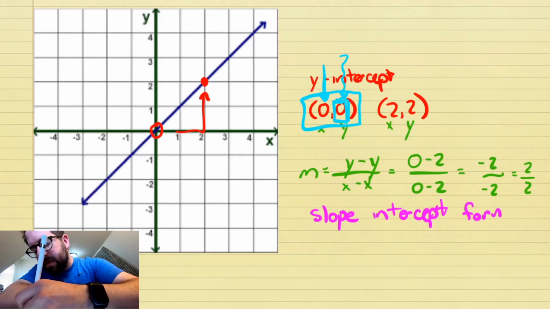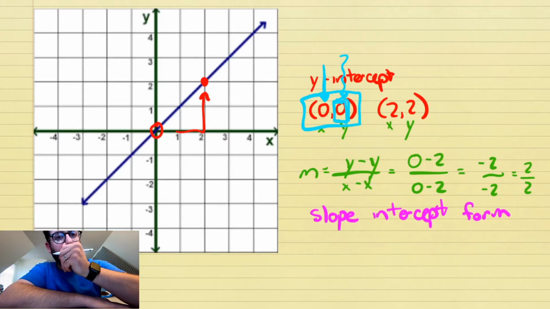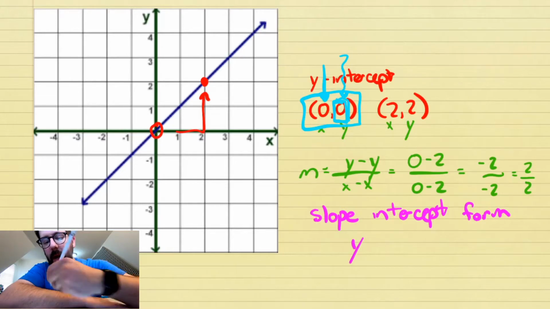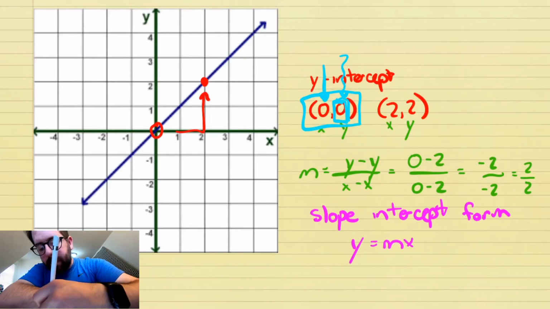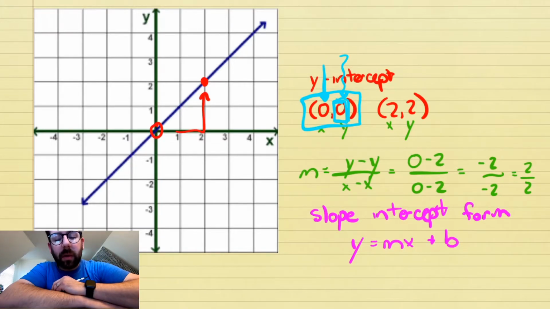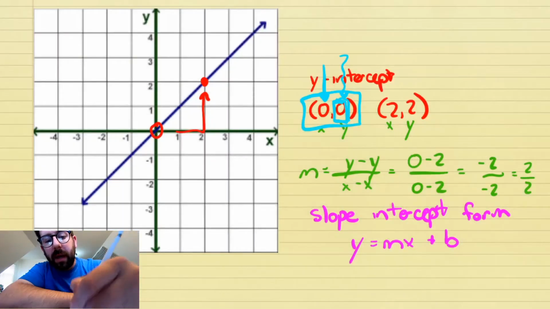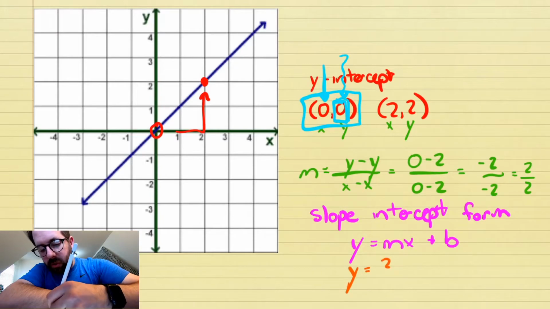Slope-Intercept Form. It's the go-to form if you have a graph and want to come up with a formula for it. This is what the formula looks like: y equals mx plus b. That's the formula. My m is slope, the letter we've been using for slope this whole time. In my case, my slope is 2 over 2, so that goes in the little m spot.